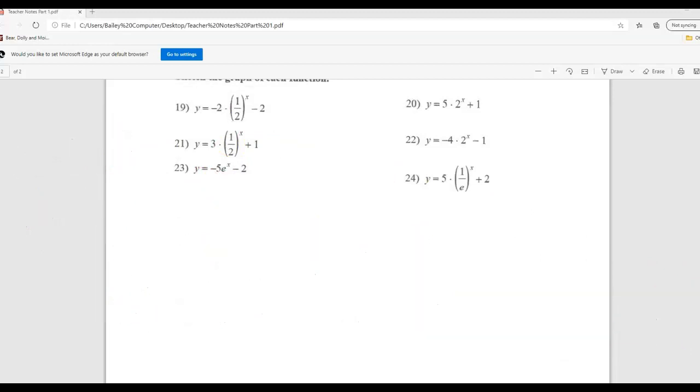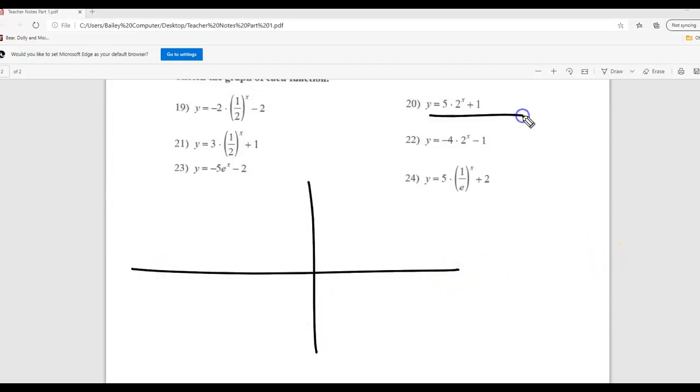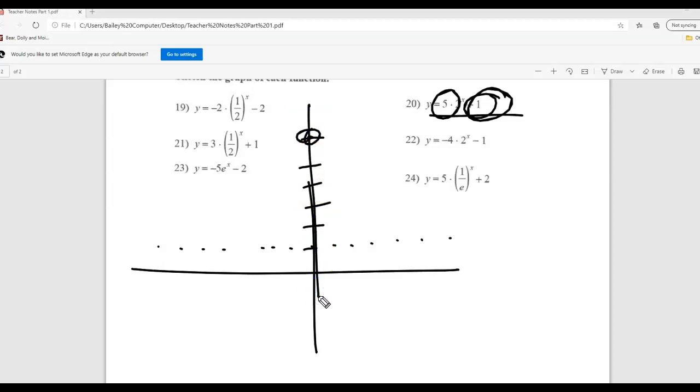Write it down. All right, so for number 20, step 1 is to do your horizontal asymptote, which is 1. So I'm going to put a horizontal asymptote at 1. Then I'm going to do my y-intercept, which is a plus c, 5 plus 1, which is 6. I have a dot up there. And then since my a is positive and my b is greater than 1, my graph is going to have this shape. Okay, and that's that.